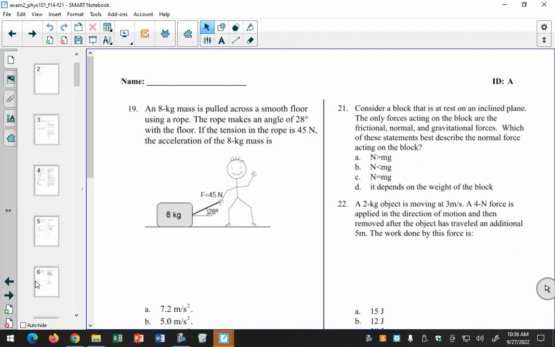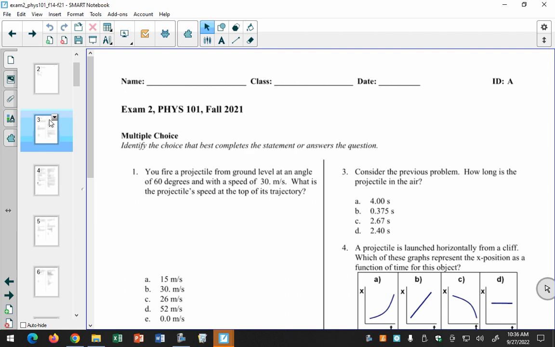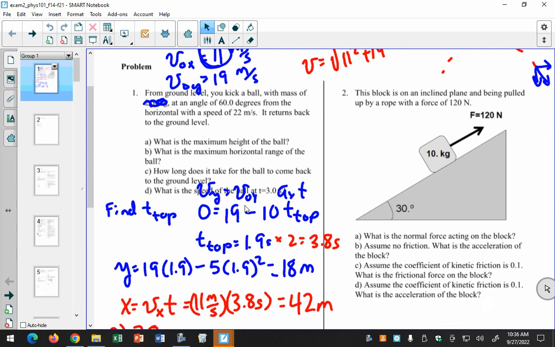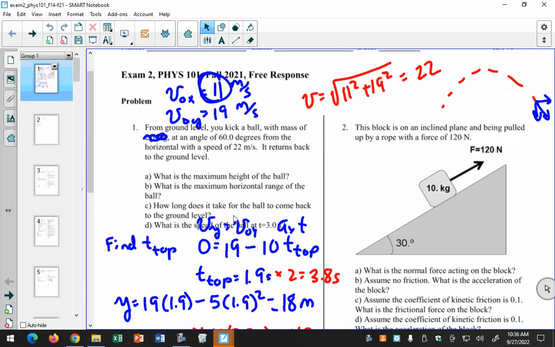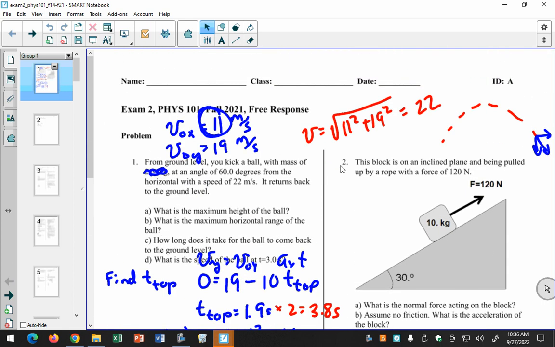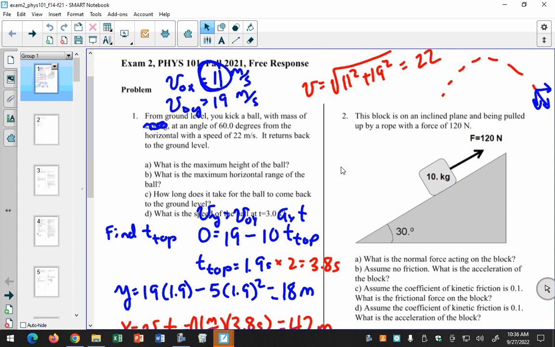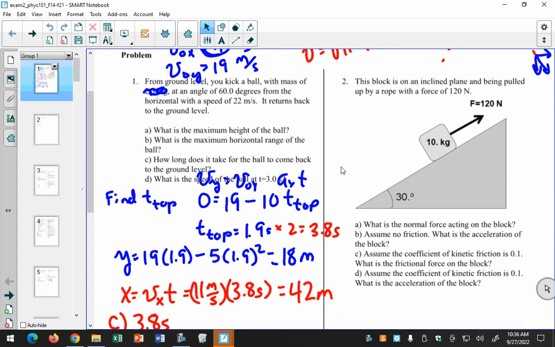Well, you want to look at the free response? Just start with that. I'll show you what the free response is going to be like. Well, let's do this number 2 right here. This is the fall 21. This is your free response regarding the inclined plane, and yours is going to be a lot like this.